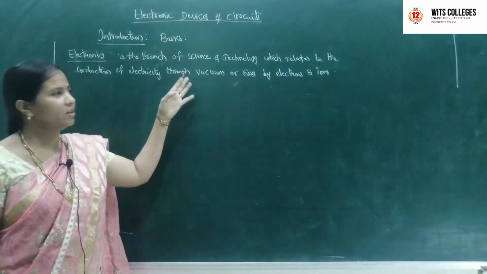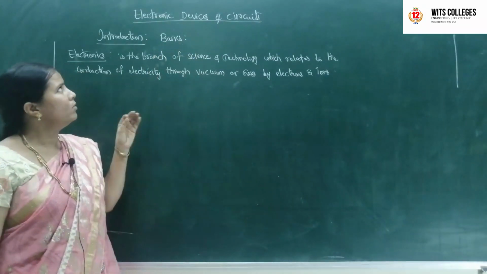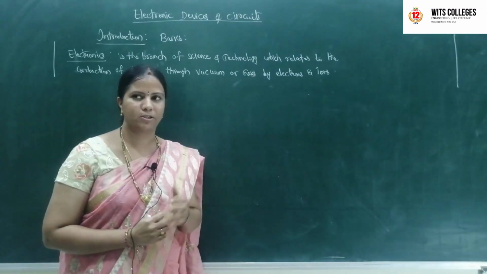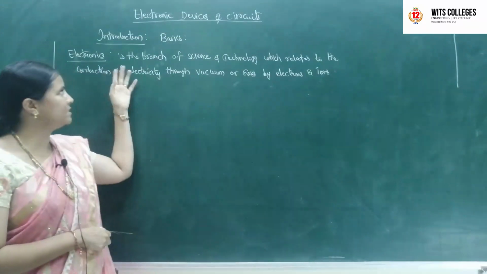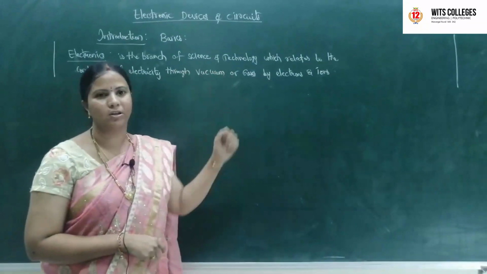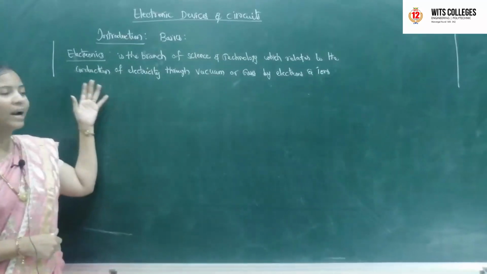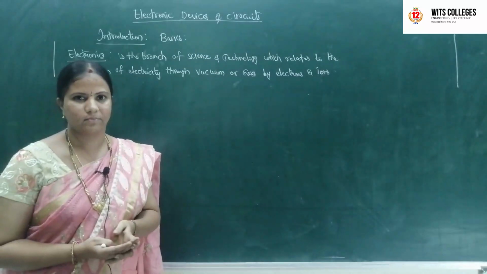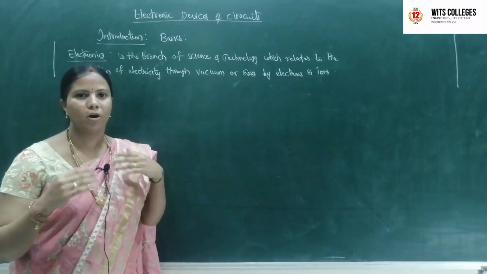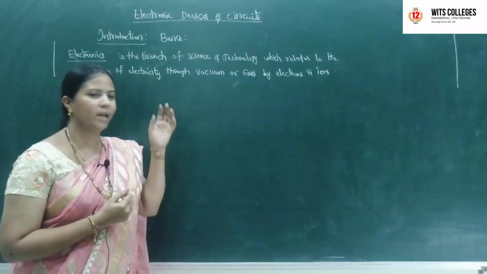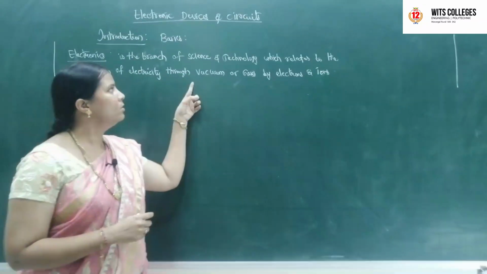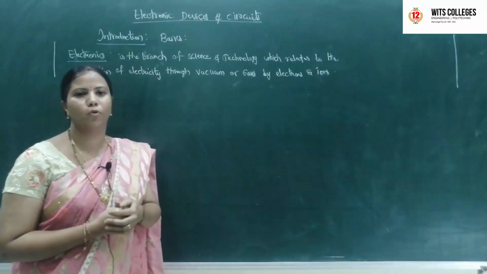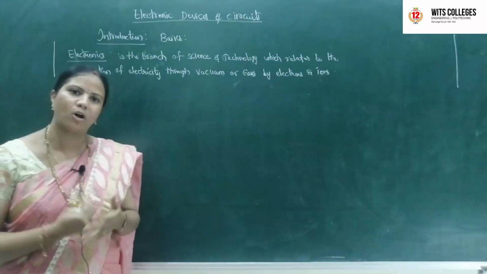Coming to the introduction, first we are going for the basics. So actually what is electronics? Our subject name is electronic devices and circuits. What is electronics? Electronics is a branch of science and technology which relates to the conduction of electricity. Conduction of electricity is nothing but flow of current. Electricity is nothing but flow of electrons. So the conduction of electricity through vacuum, gases by electrons and ions. So the electrons will flow through vacuums, gases and solids also.